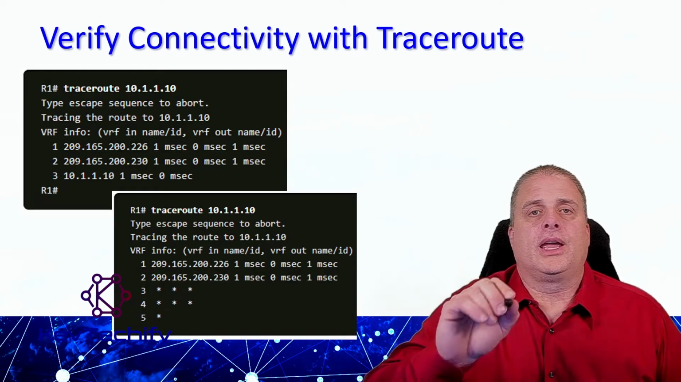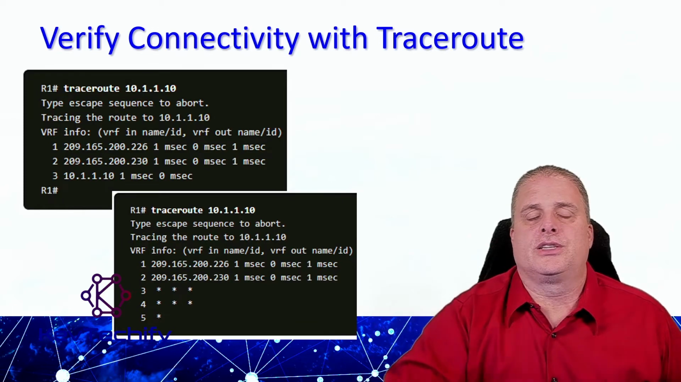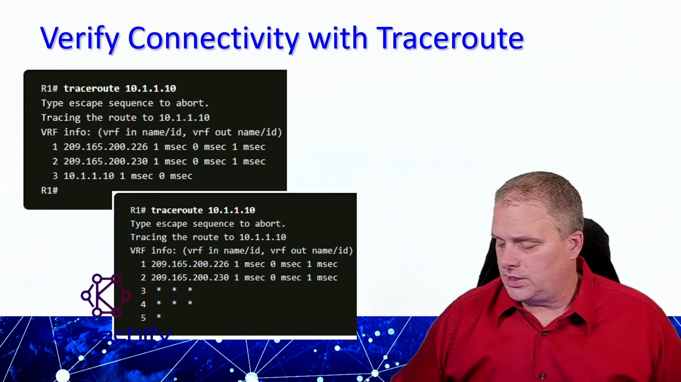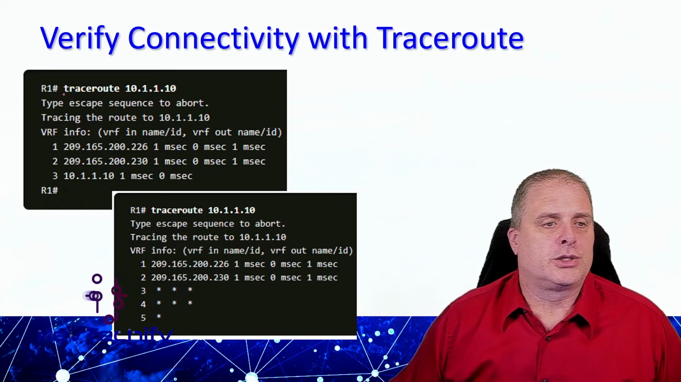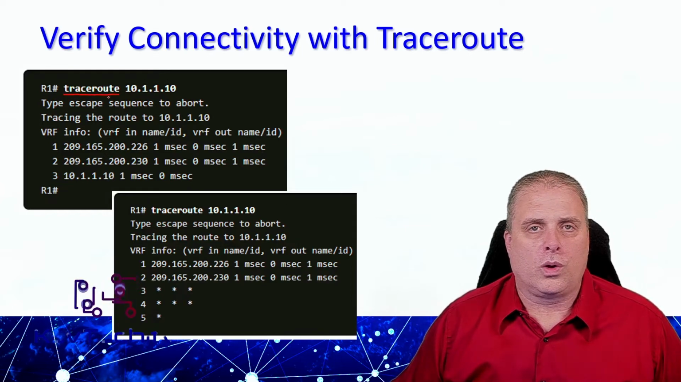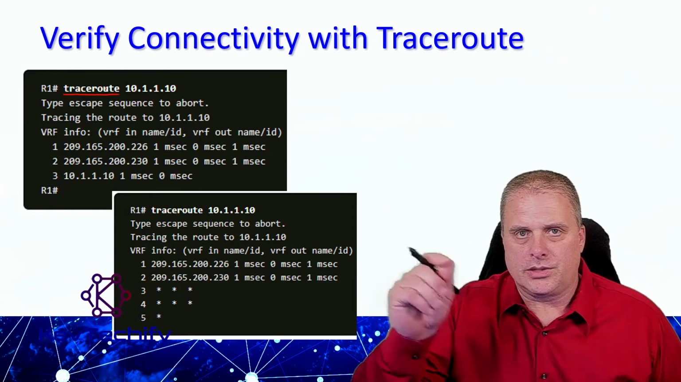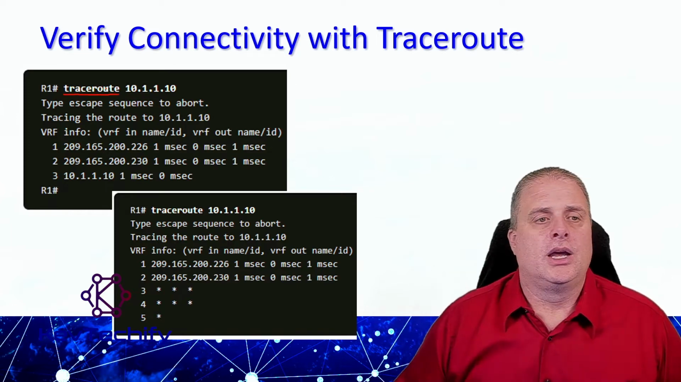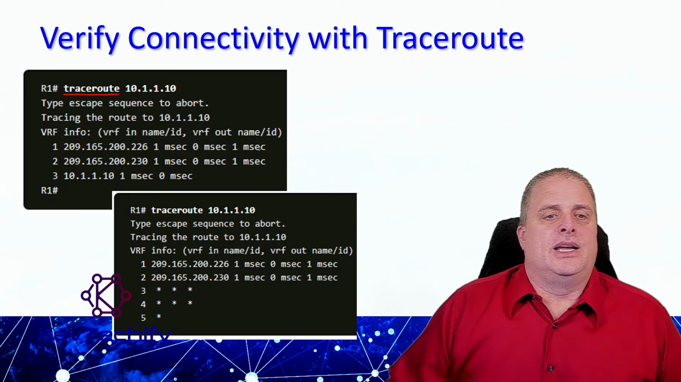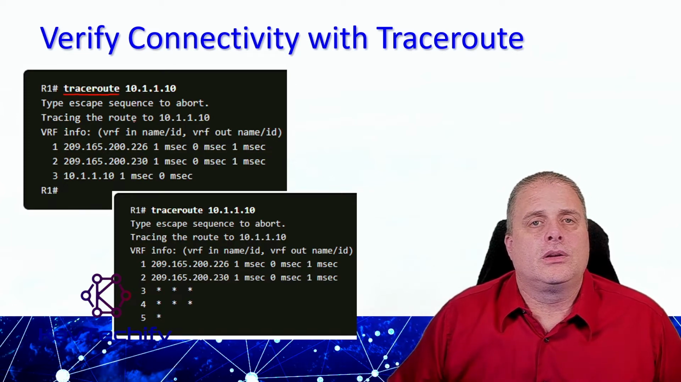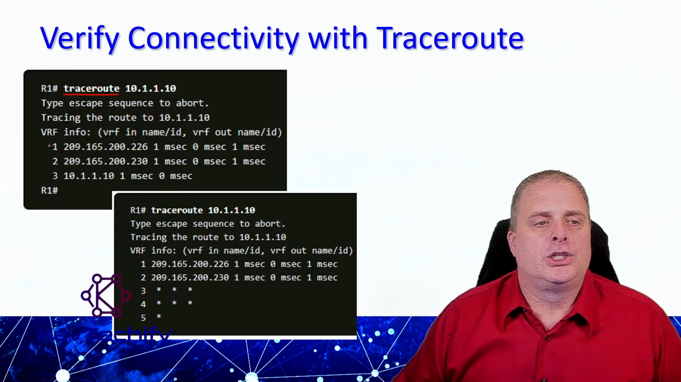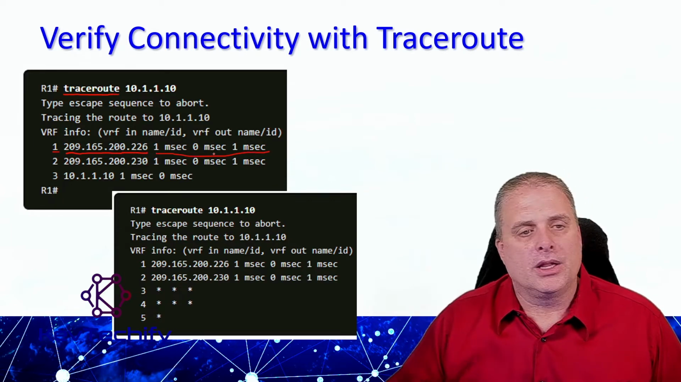Here we can look at the Cisco IOS version of traceroute. Once again, the command is traceroute, all one word, no spaces. Then you put your IP address in here. A successful traceroute shows you each IP address, each hop. This is the first hop. This was the IP address it was checking. This is the response time in milliseconds.